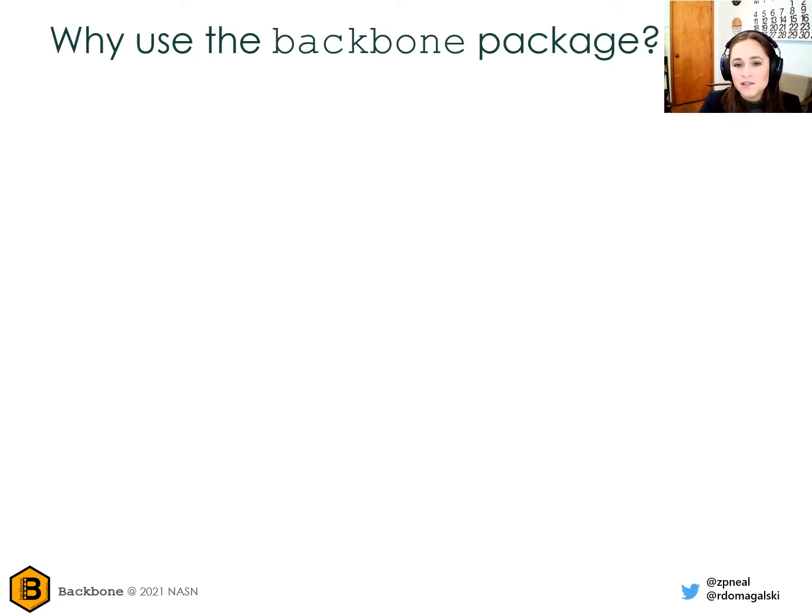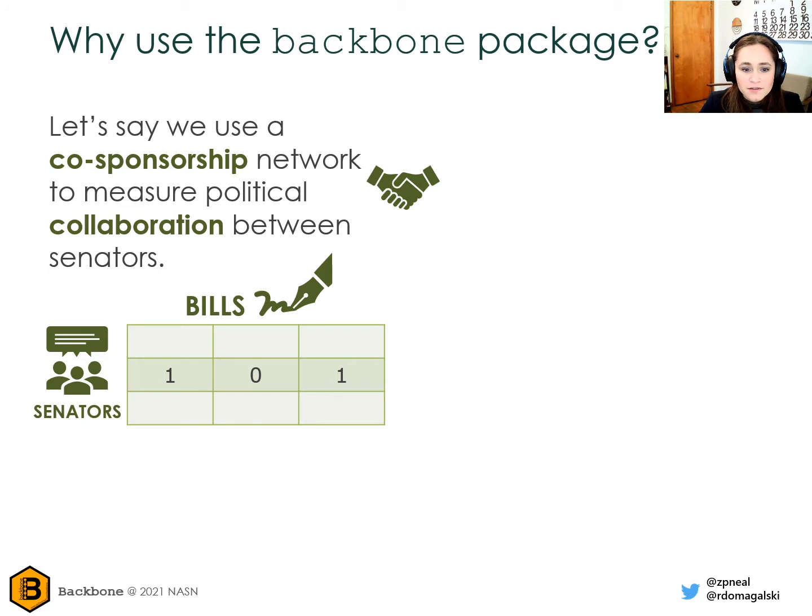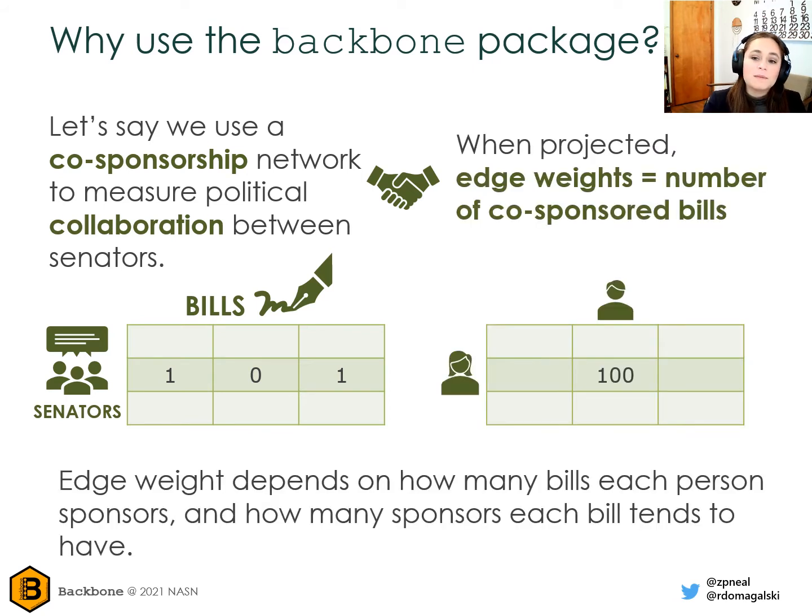So why would you want to use this package? Well, let's say that we use a co-sponsorship network to measure political collaboration between senators. So we want to know who works well together and who does not. Instead of asking these senators directly, maybe we keep track of which bills they sponsor, and we create this bipartite network where they've sponsored a bill or have not. When we project this network, we end up with a network where each edge weight corresponds to the number of co-sponsored bills between two people. And this edge weight is going to depend on how many bills each person sponsored and about how many people sponsored each of those bills.